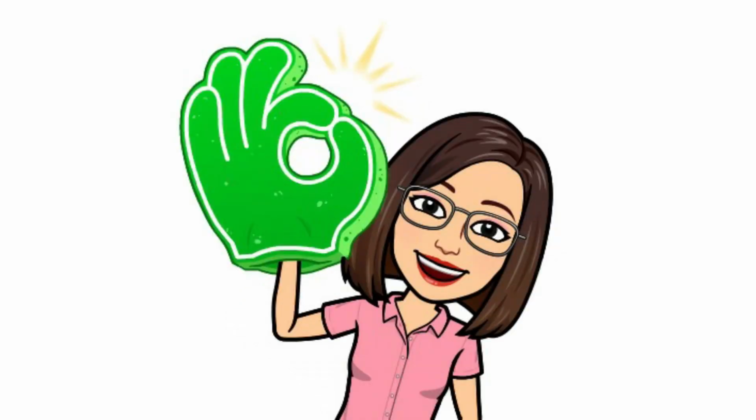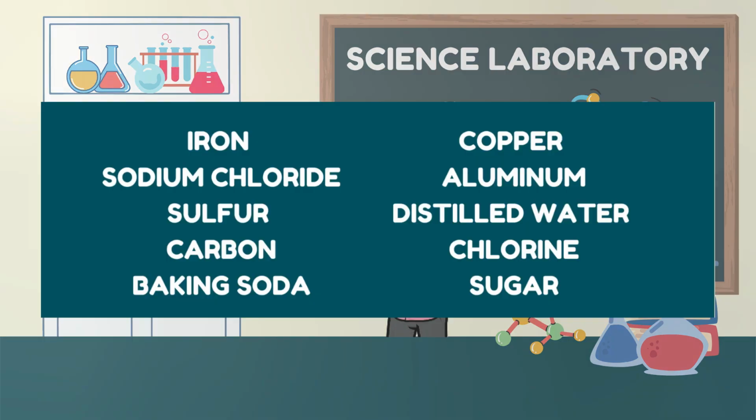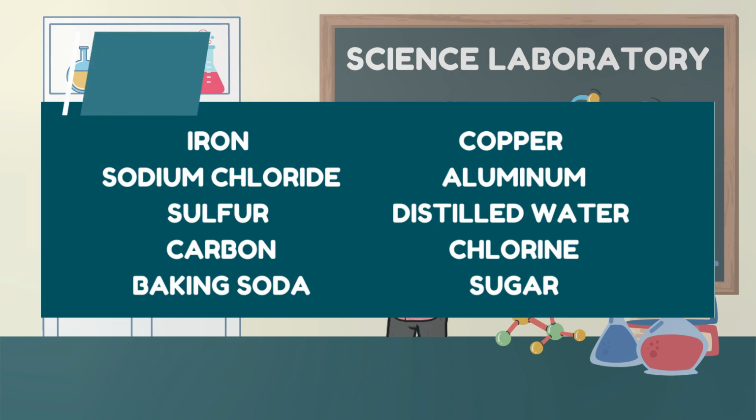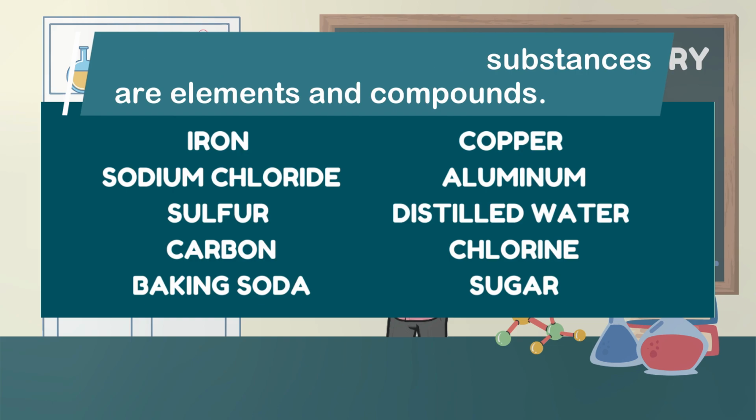Now let us proceed to our next activity. Welcome to our virtual science laboratory. Look around and you will see different substances. Did you see the cabinet full of different substances? Great! Inside the box are the substances that are found in the cabinet. Can you classify which among these substances are elements and compounds? I know you can. Please write your answers on a separate sheet of paper. Let's get started.